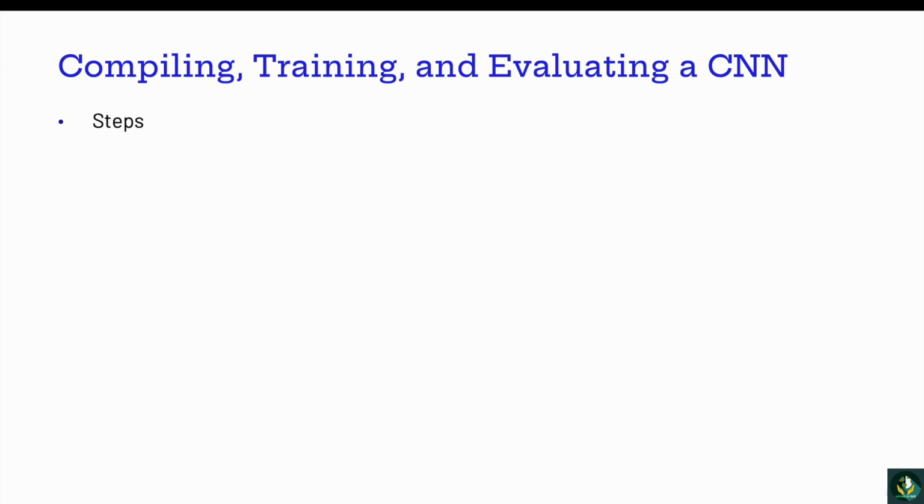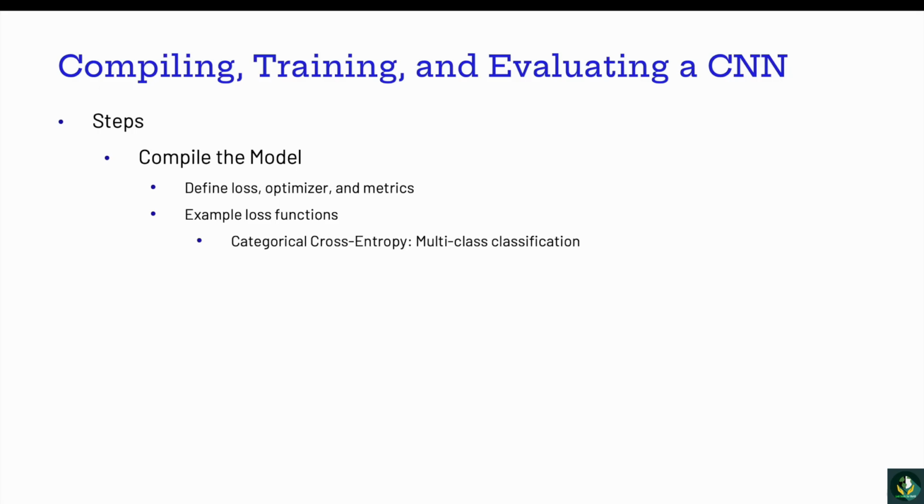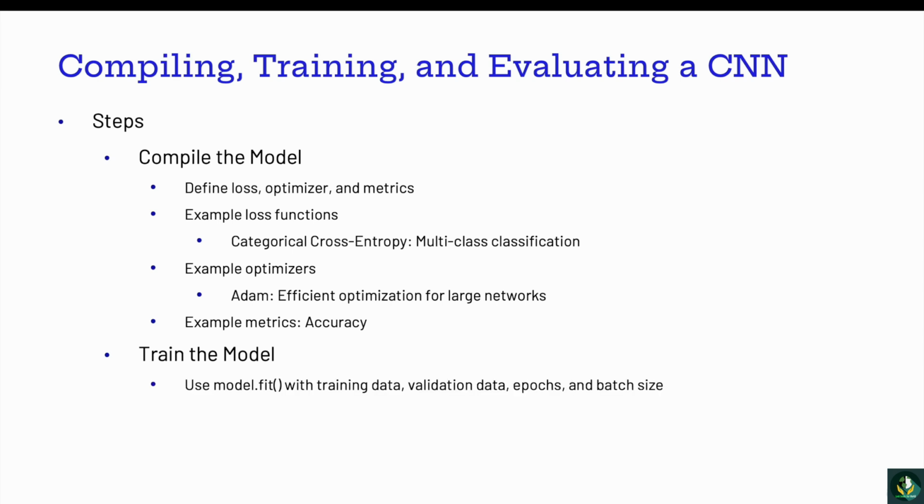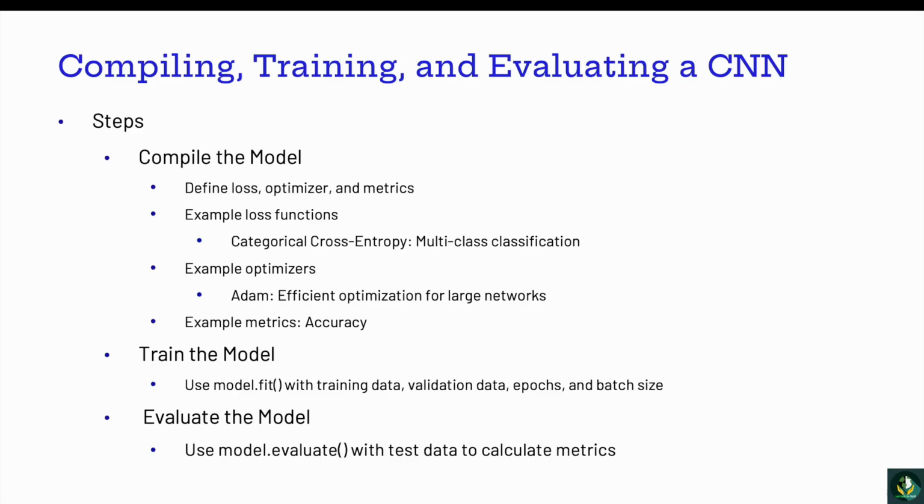Now, the steps involved here: first, you compile the model, where you define loss, optimizer, and metrics. Next, example loss functions include categorical cross entropy, which is for multi-class classification, and example optimizers are Adam, which is efficient optimization for large networks, and example metrics can be accuracy. Now, next step is to train the model, where we call model.fit with training data, validation data, epochs, and batch size. And finally, we evaluate the model, where we use model.evaluate with test data to calculate the metrics.